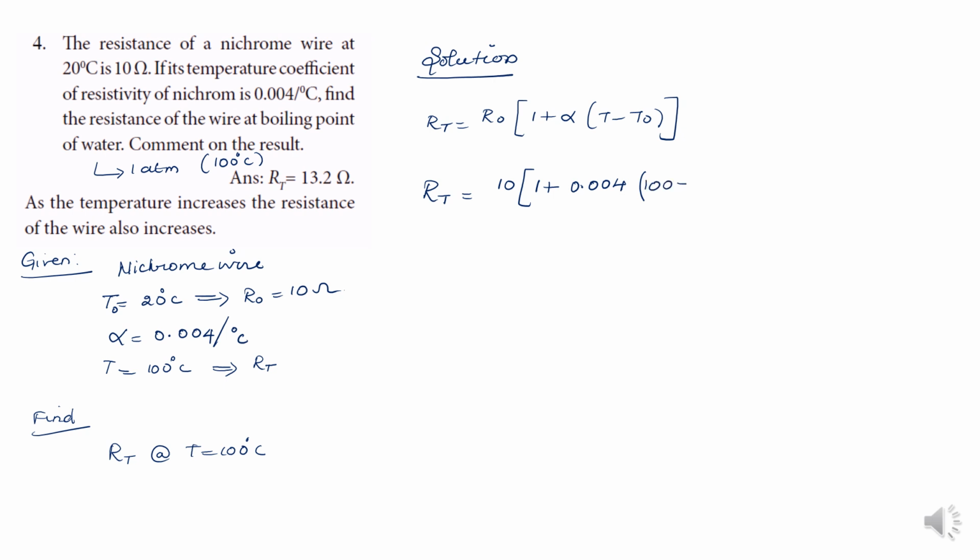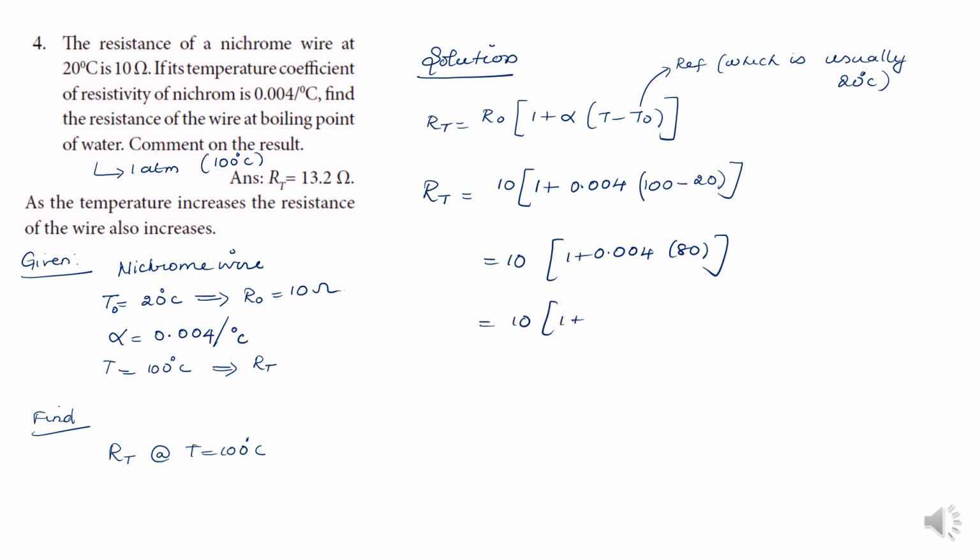T naught is the reference temperature, which is usually or commonly 20 degrees Celsius. So this is 100 minus 20. So this is equal to 10 into 1 plus 0.004 into 80. So this is 10 into 1 plus 0.32, which is 10 into 1.32. So the resistance at T, which is 100 degrees Celsius, is 13.2 ohm.